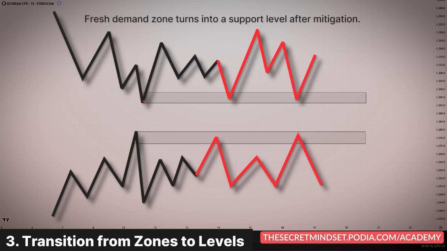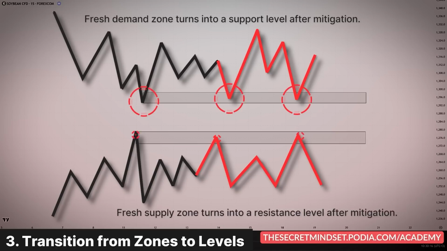Once a fresh demand zone gets tested and holds, it then becomes an established support level. The same goes for supply zones. They become resistance after they've been touched.